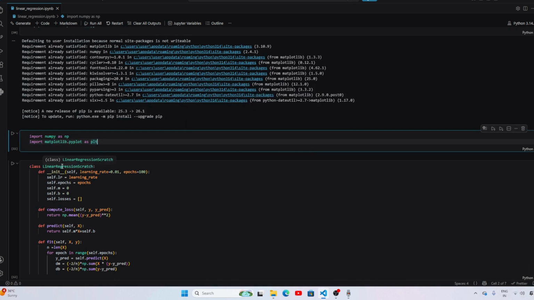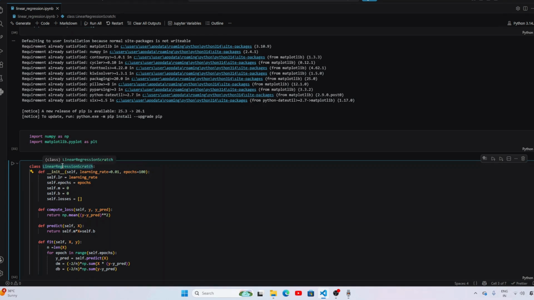We have created one class, LinearRegression. Inside this class, we have one constructor. In the constructor, we have learning rate, epochs, and m, which is the weight, and b, which is the bias, and losses to store the loss values. So these are the hyperparameters.